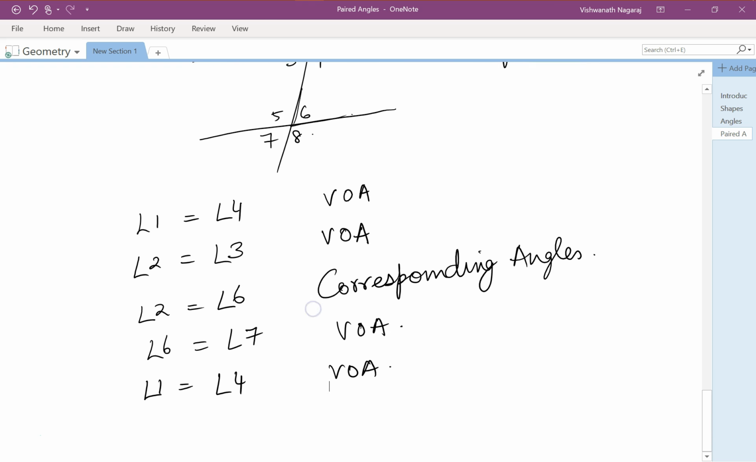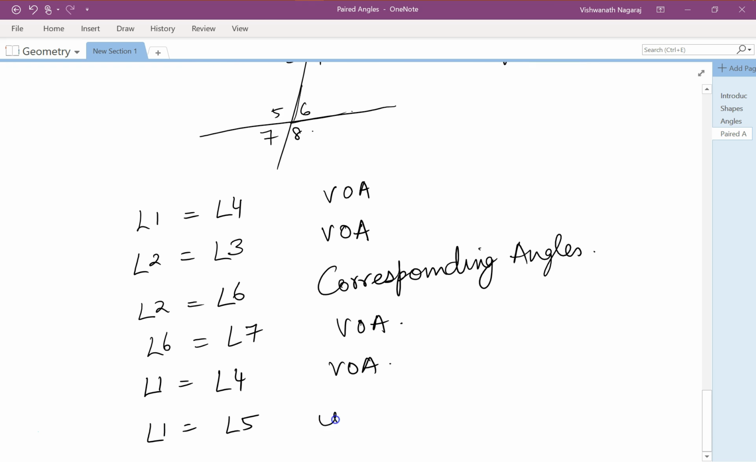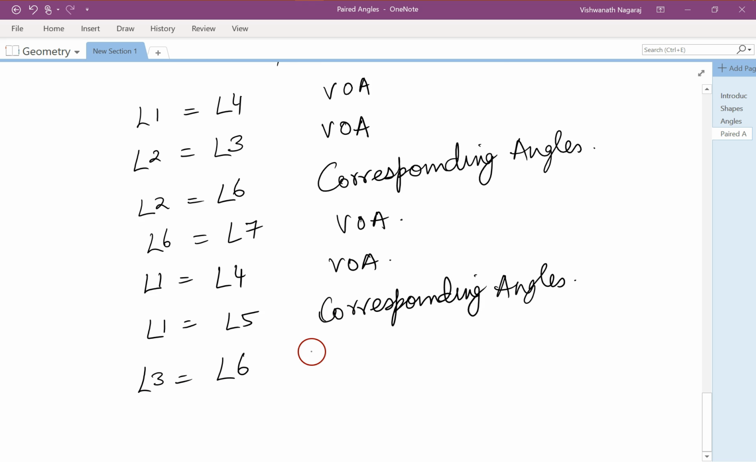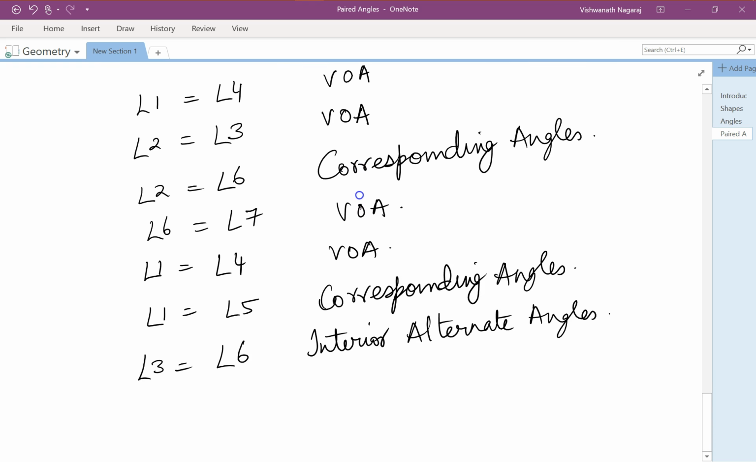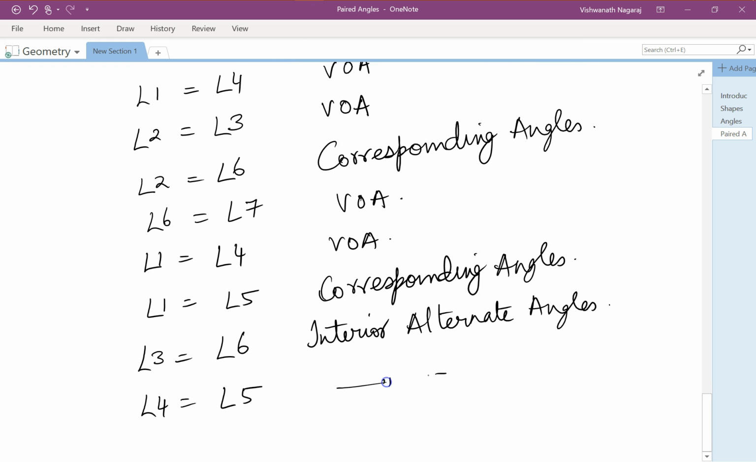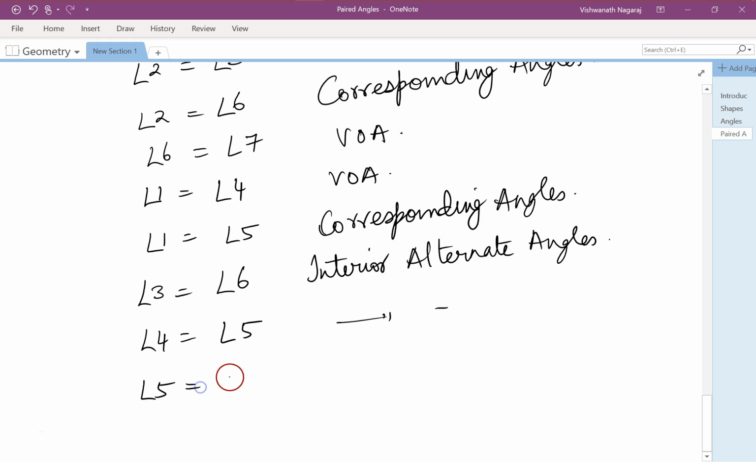Angle 1 is equal to angle 5. Why? Corresponding angles. Now, angle 3 is equal to angle 6. Why? These are called interior alternate angles. Similarly, angle 4 is equal to angle 5. Interior alternate angles.